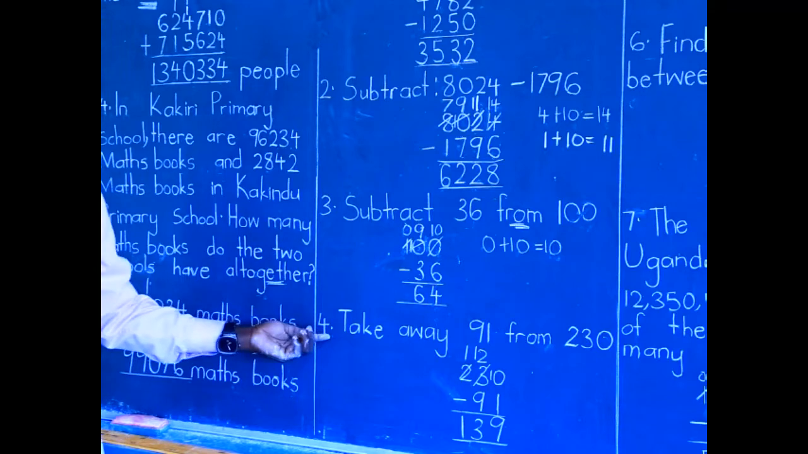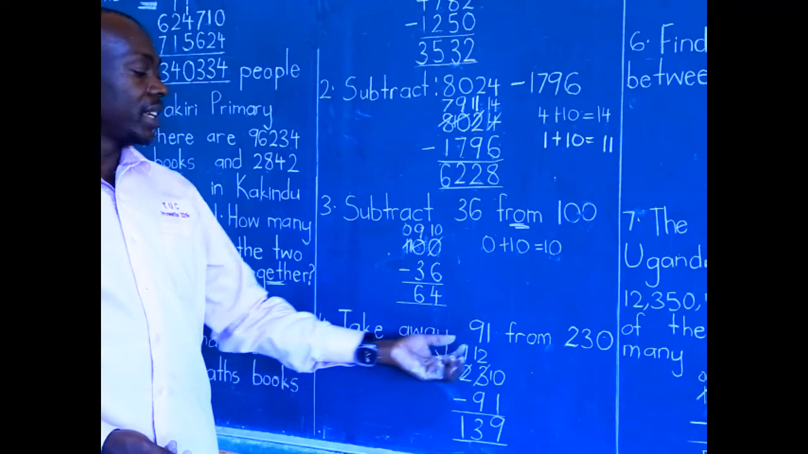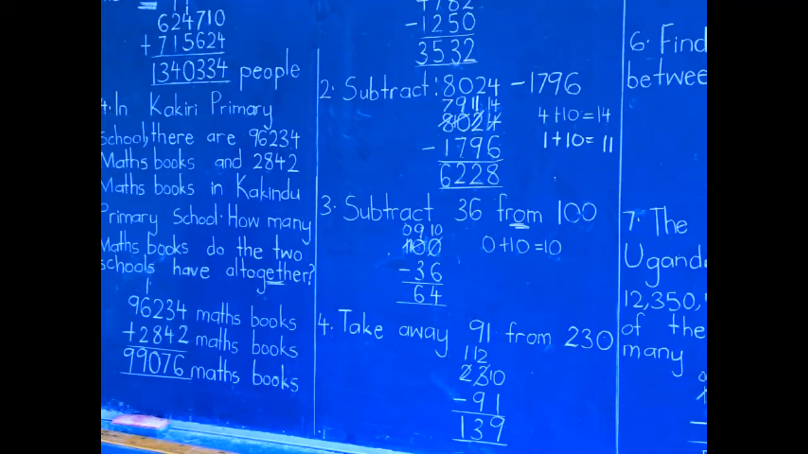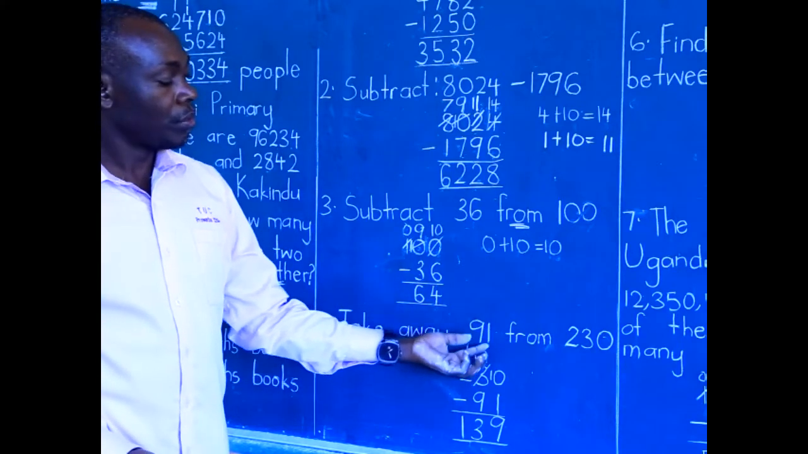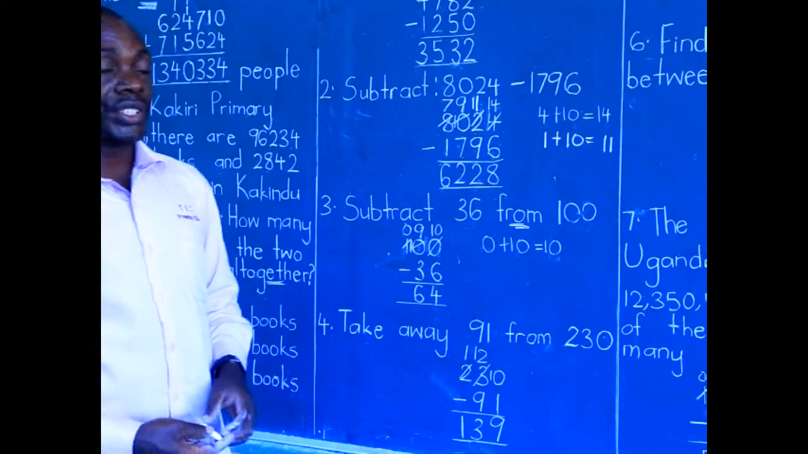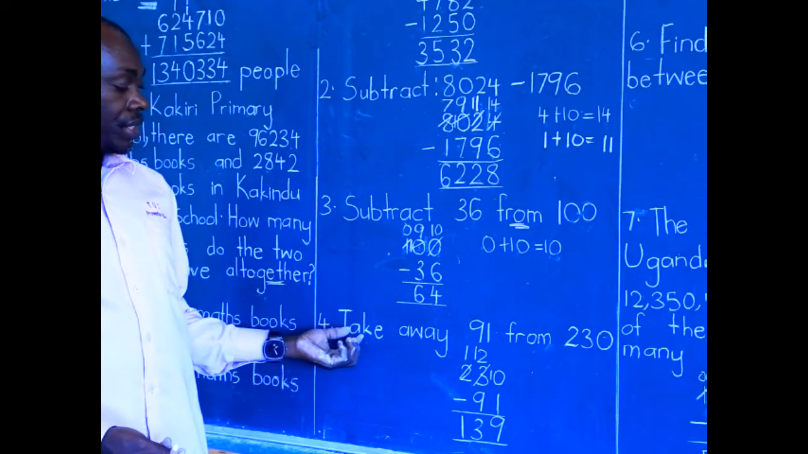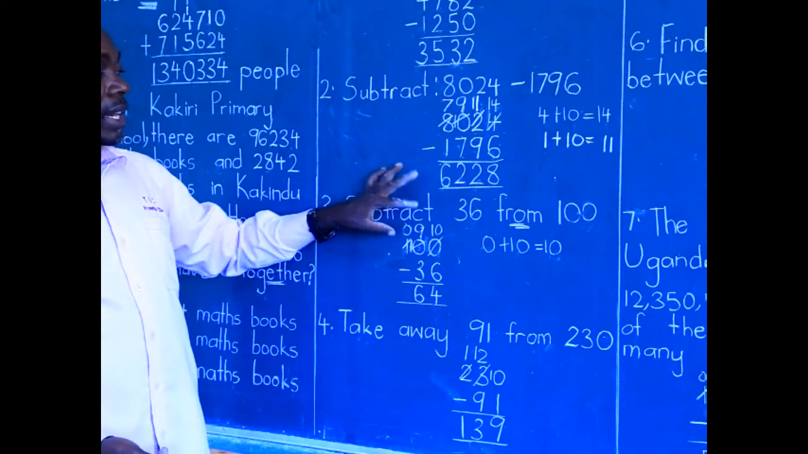Then go to number 4, which tells us to take away 91 from 230. To take away is to subtract. So it's the same as subtract 91 from 230. So this question has a language competence which is take away as opposed to the direct word subtract.